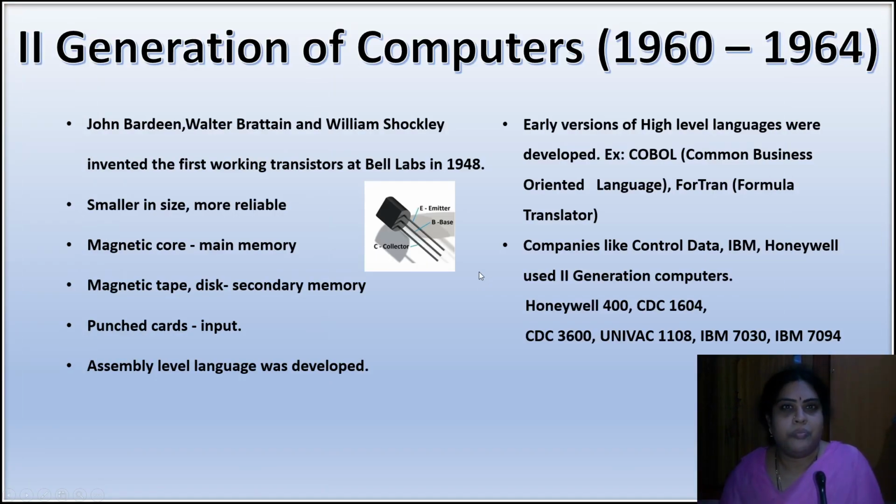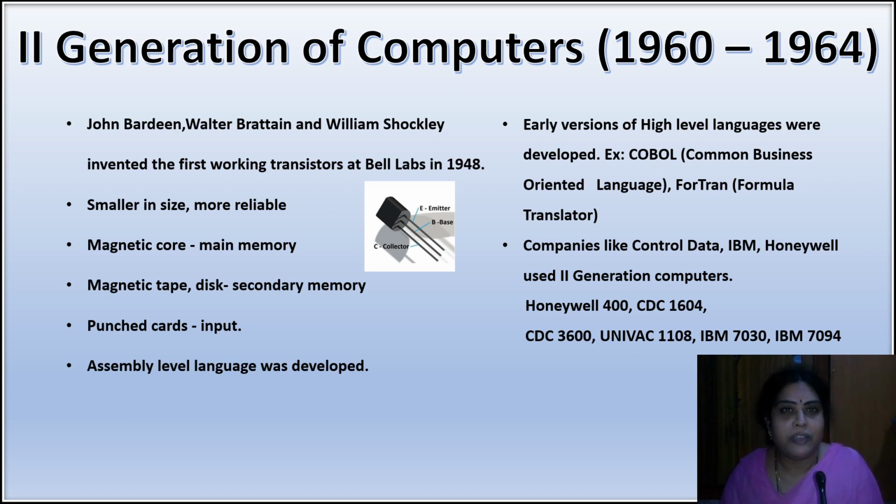Now let us talk about the second generation of computers. The second generation was between the years 1960 to 64. This generation saw a lot of improvement in the field of computers, because John Bardeen, Walter Brattain and William Shockley invented the first working transistor in Bell Labs. With the advent of transistors, the size of the computer became very small, and it became more reliable and faster. The magnetic core was used for main memory, and magnetic tape and disks were used for secondary memory. Punch cards were still used for input.